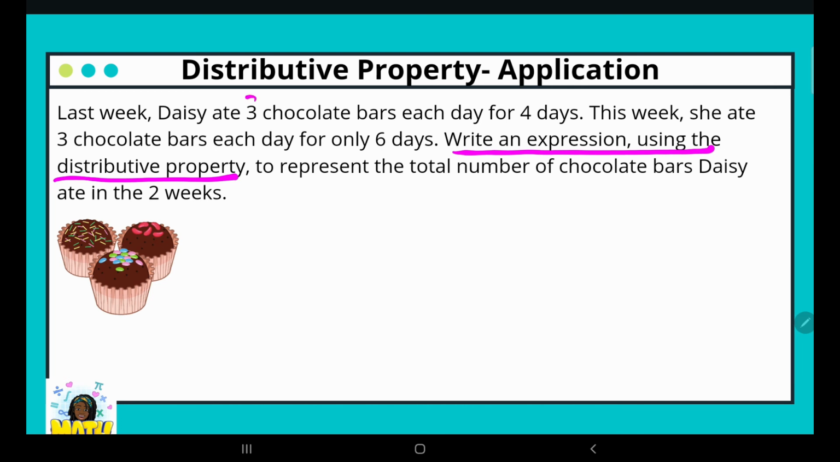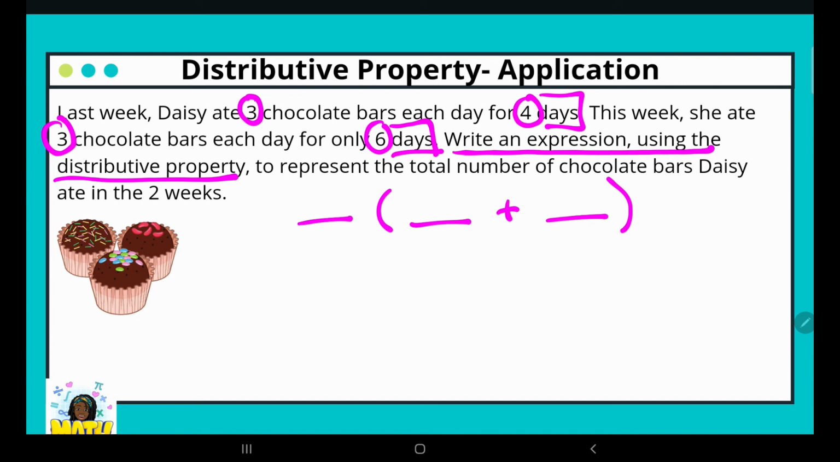So how many did she eat last week? She ate 3 last week for how many days? For 4 days. And then this week she ate the same amount, 3 per day, but for 6 days. Okay, write an expression. So we're going to start off with our lines. Here I have the same amount of chocolate bars, so that number is consistent. So that's going to go on the outside. And then the days are going to go on the inside because the days are different.